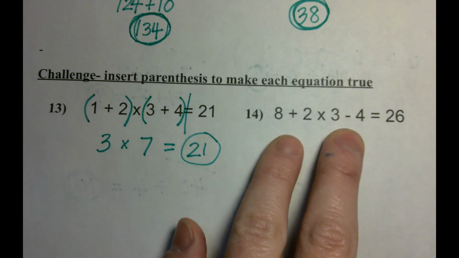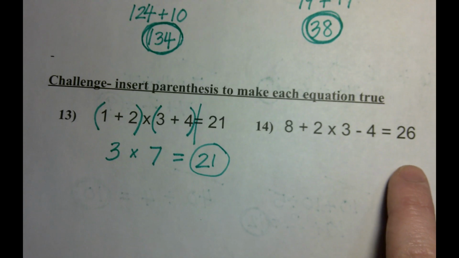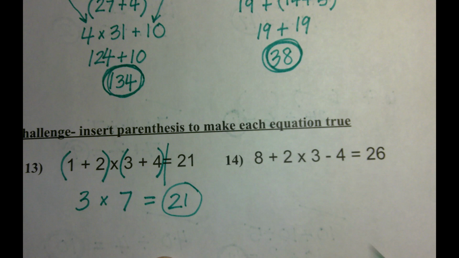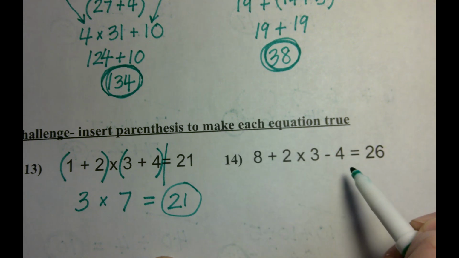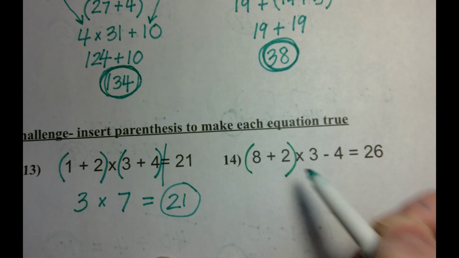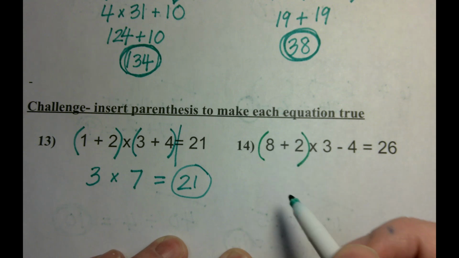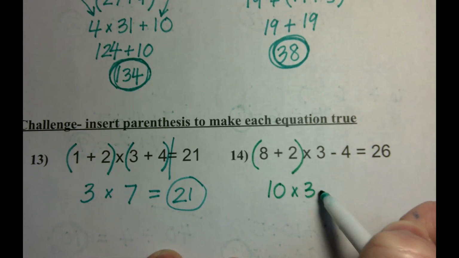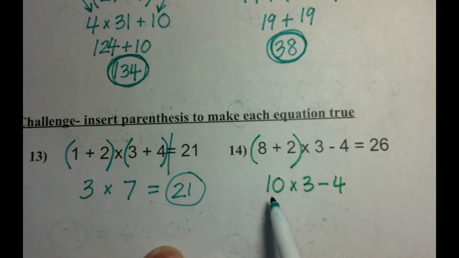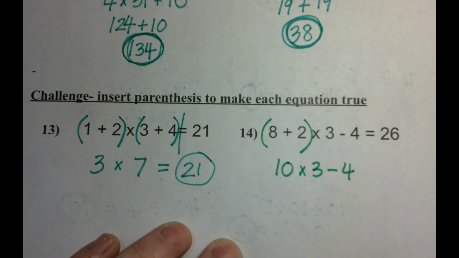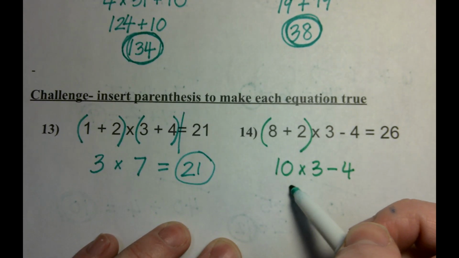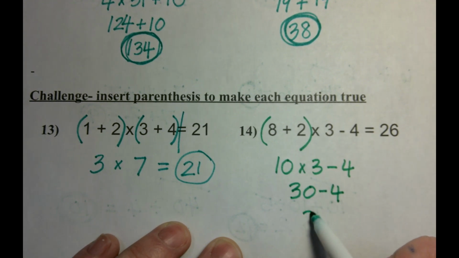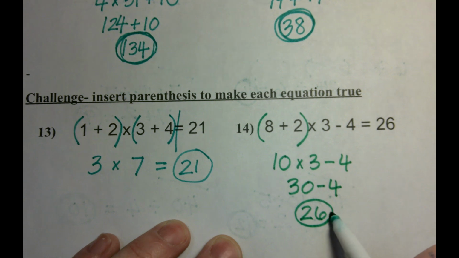26. Really? 8 plus 2 is 10. Yeah, 8 plus 2 is 10. Okay, so you're doing times 3. 10 times 3 is 30, minus 4. Okay, so is this right? Yes. 8 plus 2, we do that first, and it's 10 times 3 minus 4. And then we would do multiplication first, right? 10 times 3 is 30, minus 4, 26. Yep.